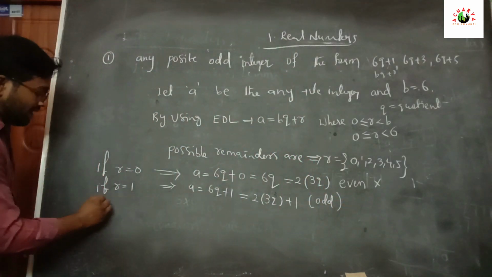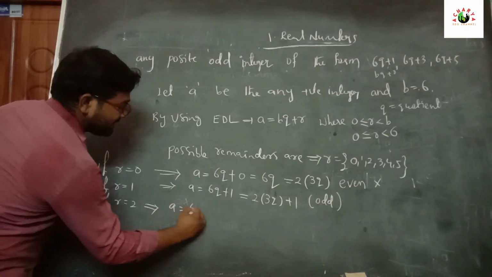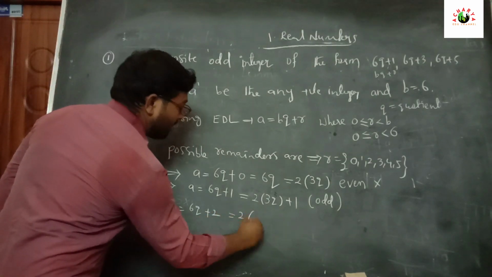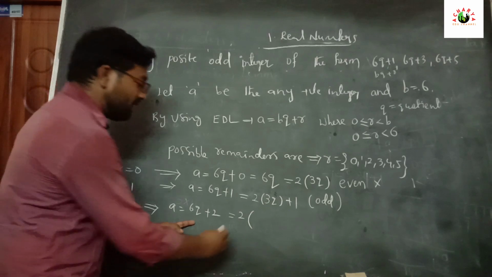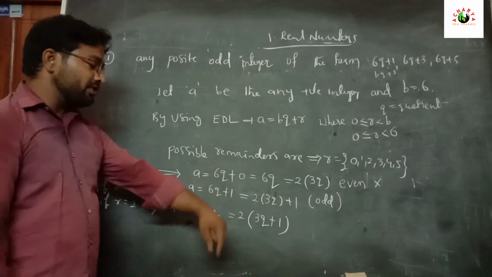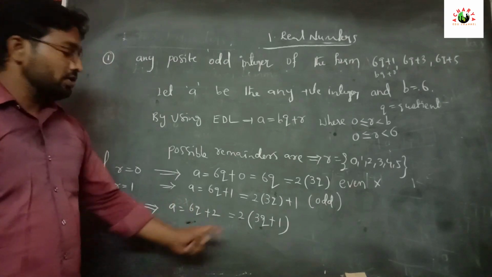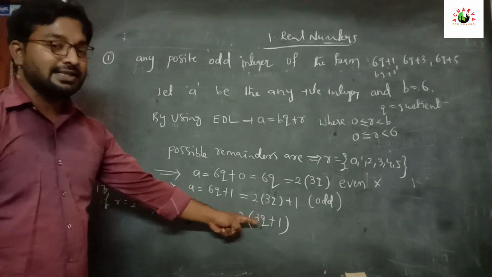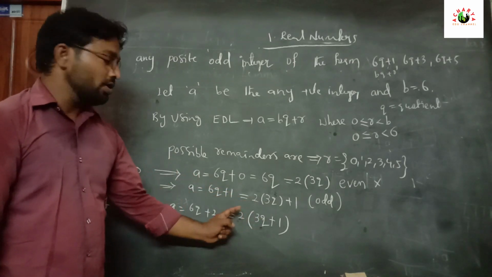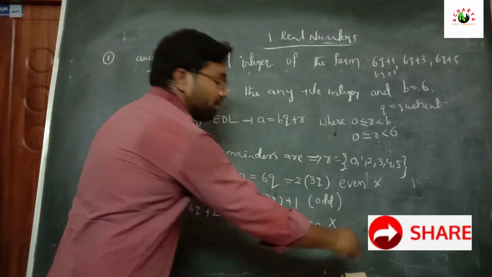Now coming to r equal to 2. If r equal to 2, that implies a is equal to 6q plus 2. Taking 2 common, we get 2 into 3q plus 1. Once again you check it: 2 into 3q is 6q, and 2 into 1 is 2. So 2 into 3q plus 1 is a multiple of 2, so it is an even number. In this case also we don't want even.